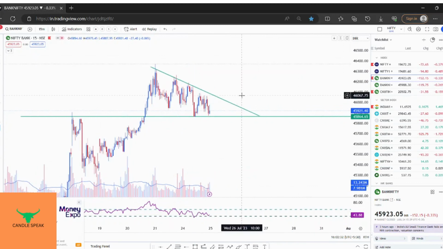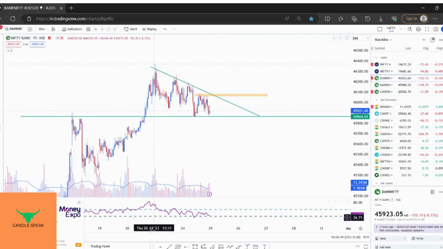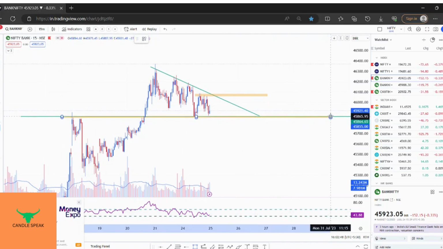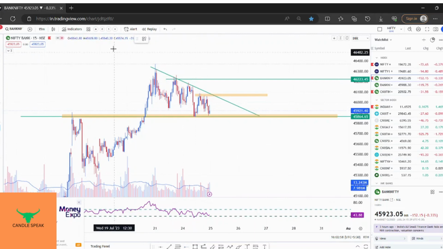Our analysis will be above 46,100 in this range. We are going to execute our trade only above this range. Our stop loss will be 46,000, and hopefully we get a very good target above this range. Above 46,100, our target will be 46,234 to 46,300, where we should book our profit.